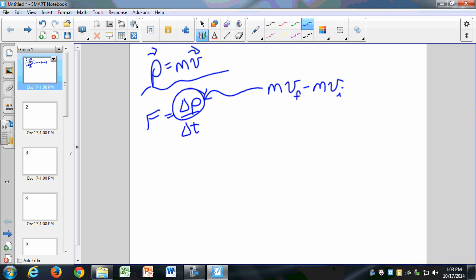You have to be very careful with your signs anytime you're dealing with momentum, because remember, momentum is a vector quantity, not a scalar quantity. So it sort of changes the way that you work with things. So we'll work through some problems like that in just a minute.